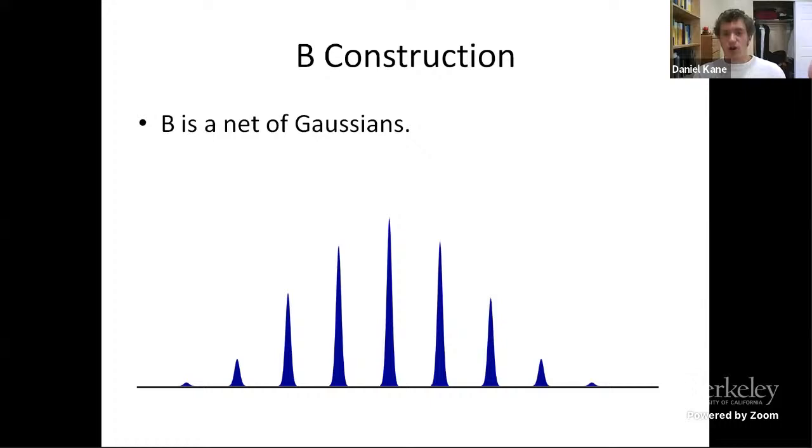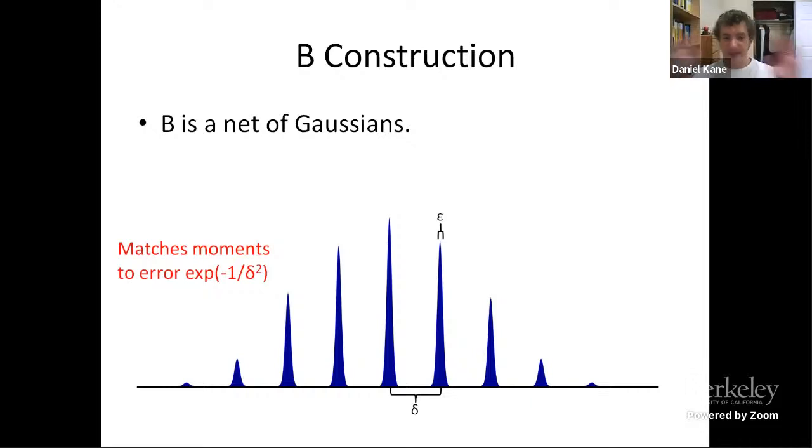The basic construction comes from this idea that we're going to let B be a net of Gaussians. So it's a mixture of Gaussians with width epsilon and separation delta. The overall envelope they satisfy is some bigger Gaussian. And it's not hard to show that this matches, in fact, many, many moments with the standard Gaussian to error approximately e to the -1 over delta squared.